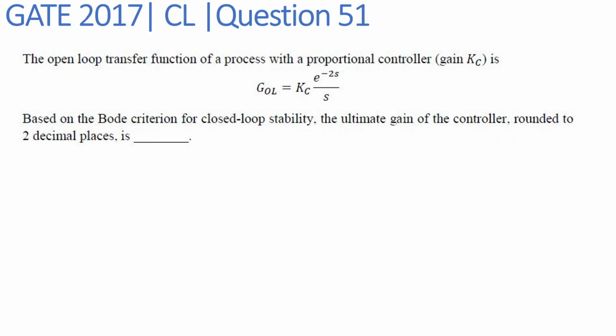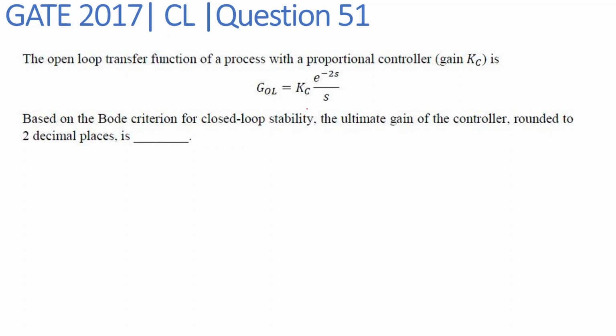So now let's take a look at a few of these numericals related to this Bode criterion for closed loop stability. The first one is question number 51 from GATE 2017, and the question is: the open loop transfer function of a process with proportional controller Kc is dash. Based on the Bode stability criterion for closed loop stability, the ultimate gain of controller, rounded to 2 decimal places, is dash.